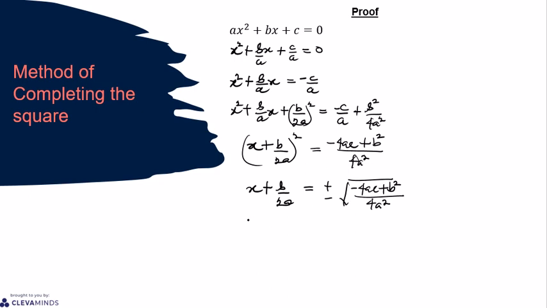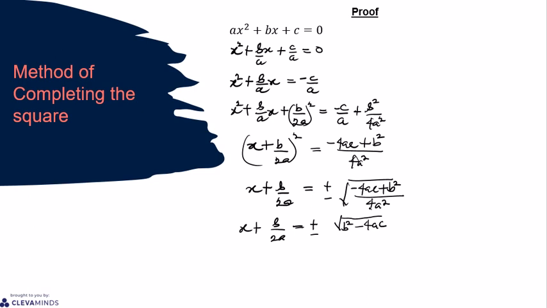So now we have x plus b over 2a equals plus or minus. Now, if you look at this, it is negative 4ac plus b squared. So it can be written as the square root of b squared minus 4ac, so that you bring the positive term to the front.